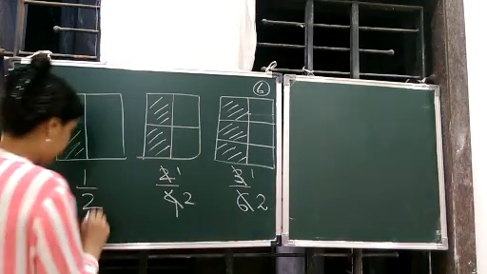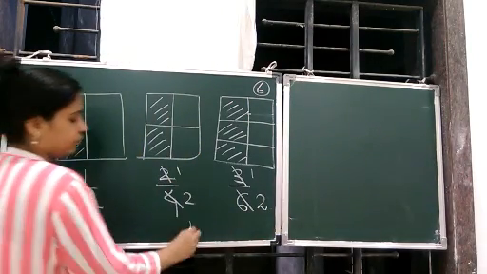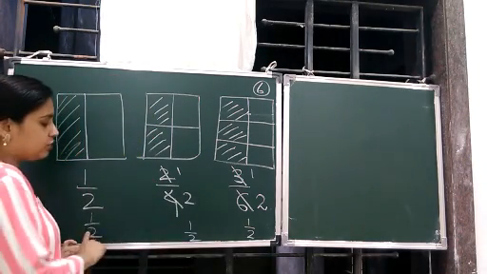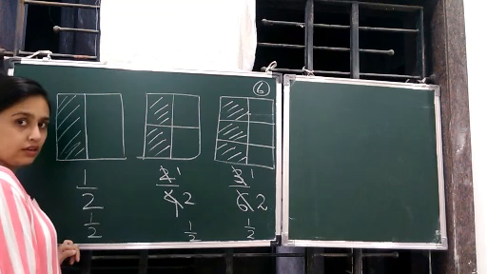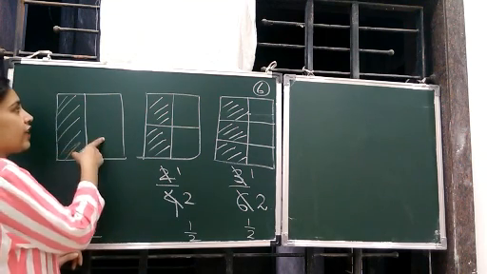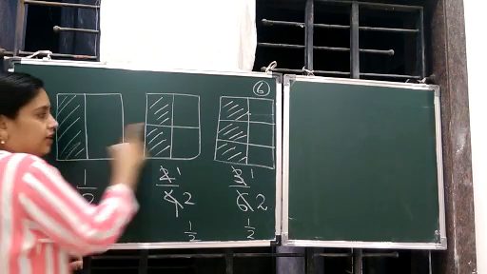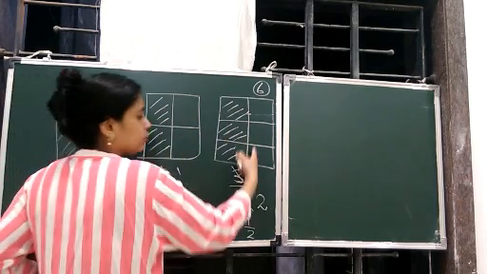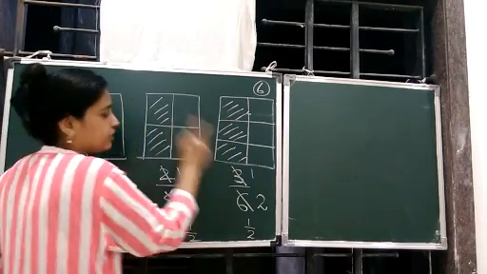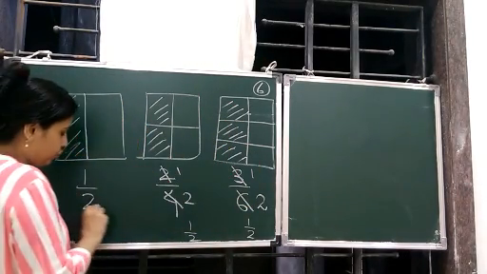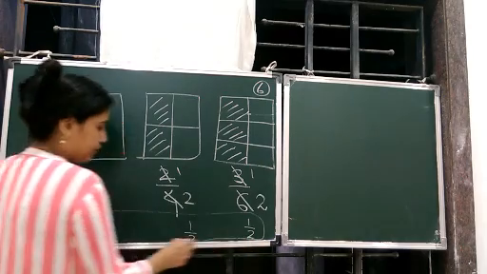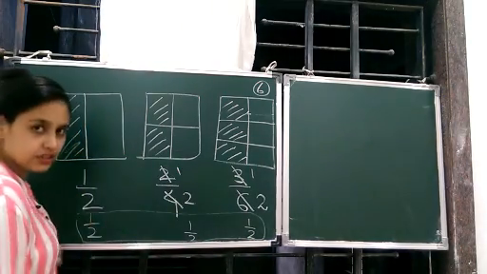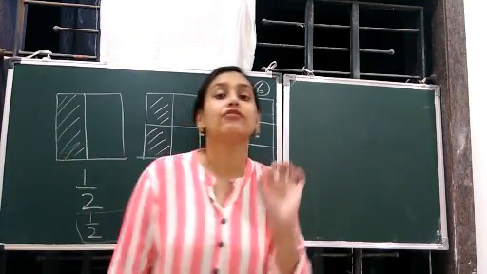So you see 1/2, 1/2 and 1/2 here also. Can you say they are equal? If this figure is divided into two parts, half part is shaded. This figure was also divided into two parts, half part shaded. This figure too was divided into two parts, half part shaded. So can you say on this basis that these fractions are equal? Yes. So such fractions are known as equivalent fractions.